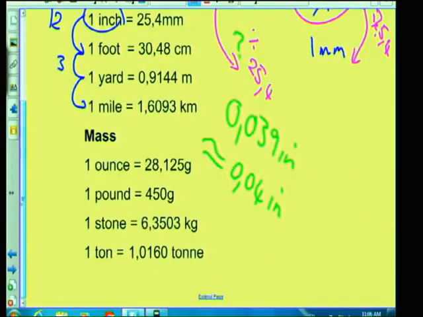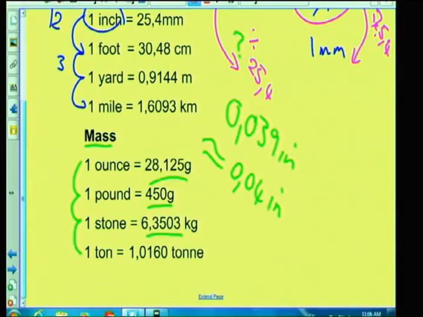Just always remember, we're asking about the ratio. In the same way, we can do the conversions of mass. Ounces to pounds, pounds to stones, stone to ton, and we've got the metric measurement. And you can see this is about half a kilogram. An ounce is about 30 grams. A stone is just more than 6 kilograms.